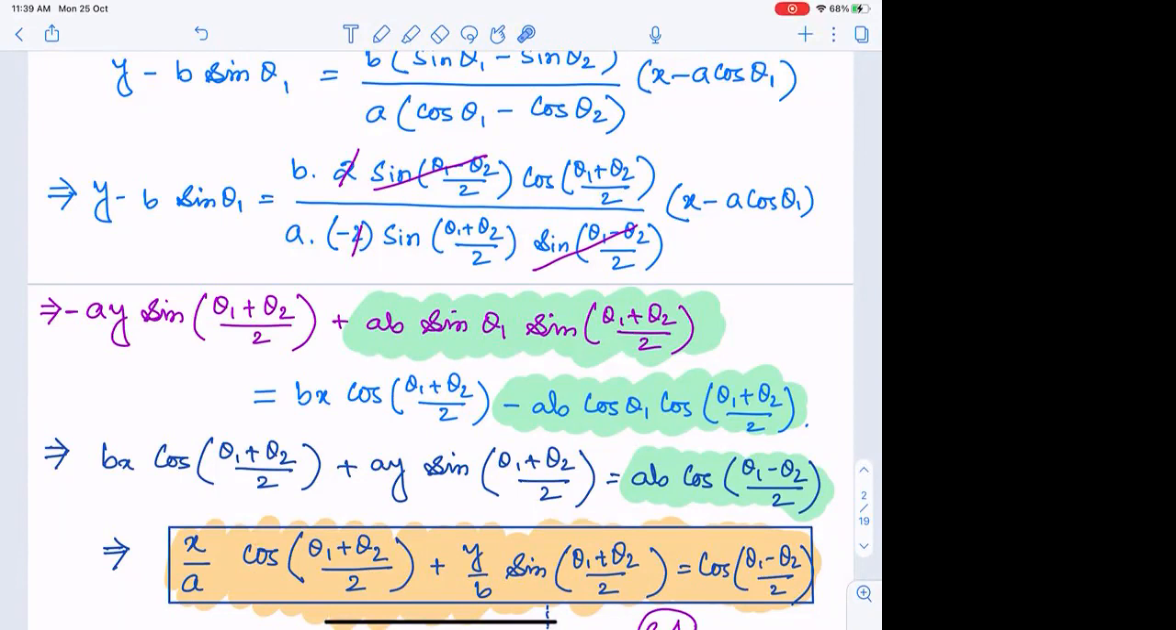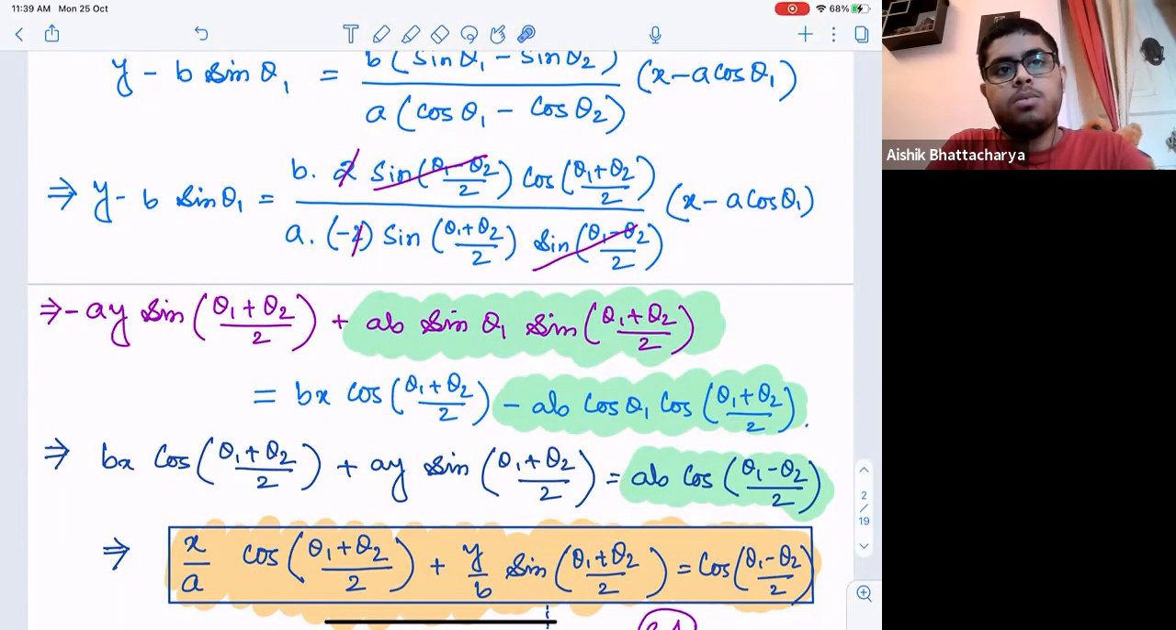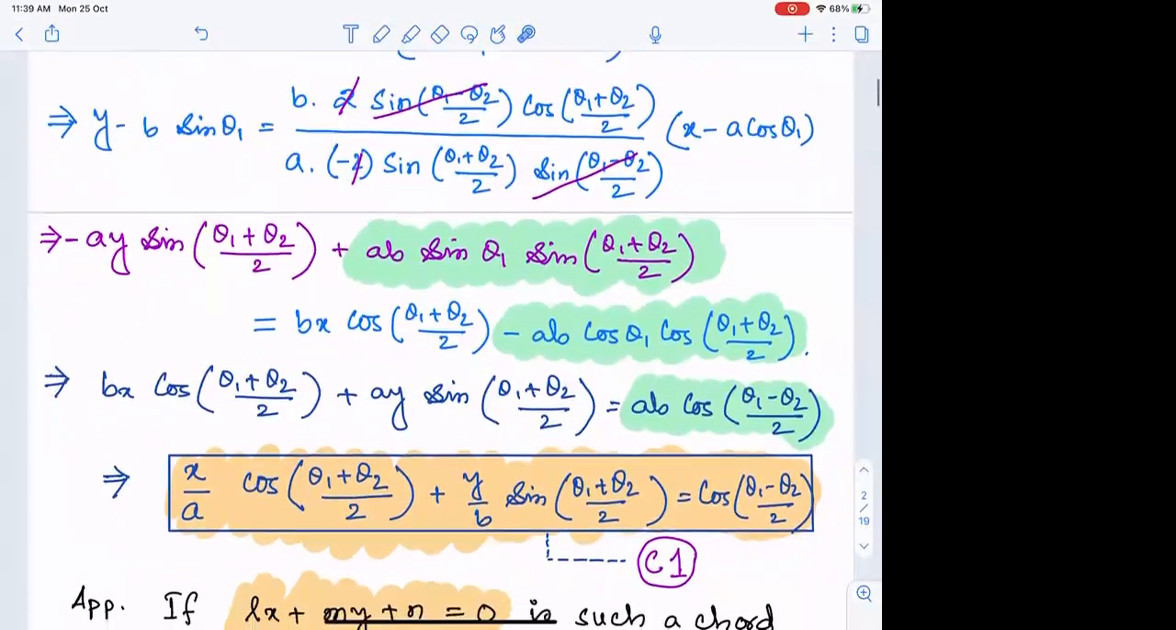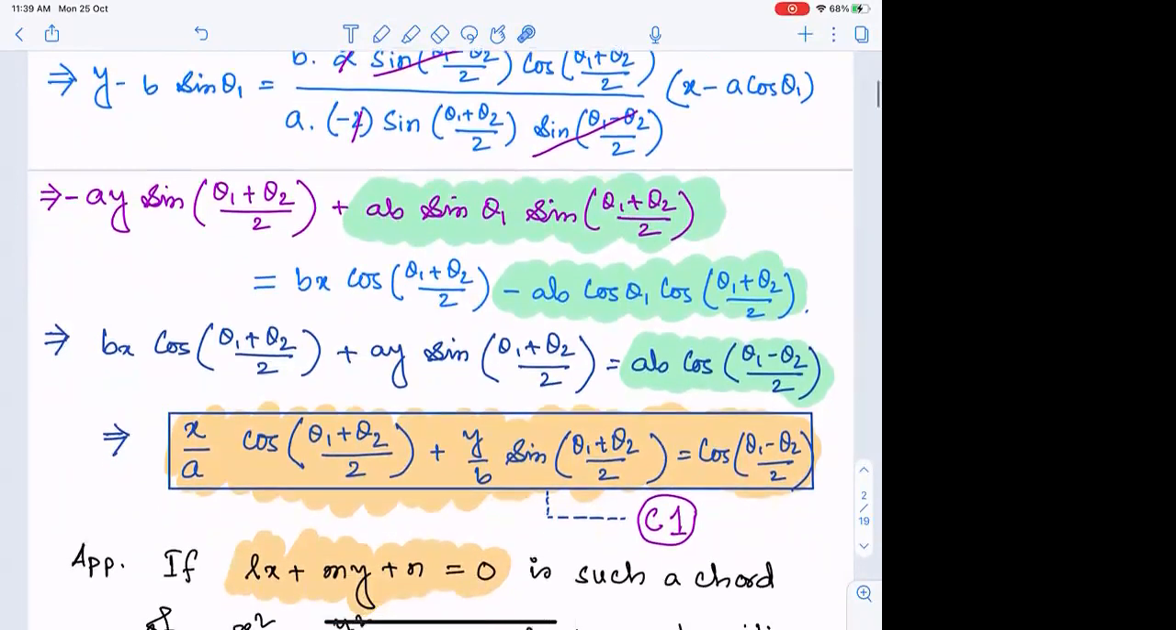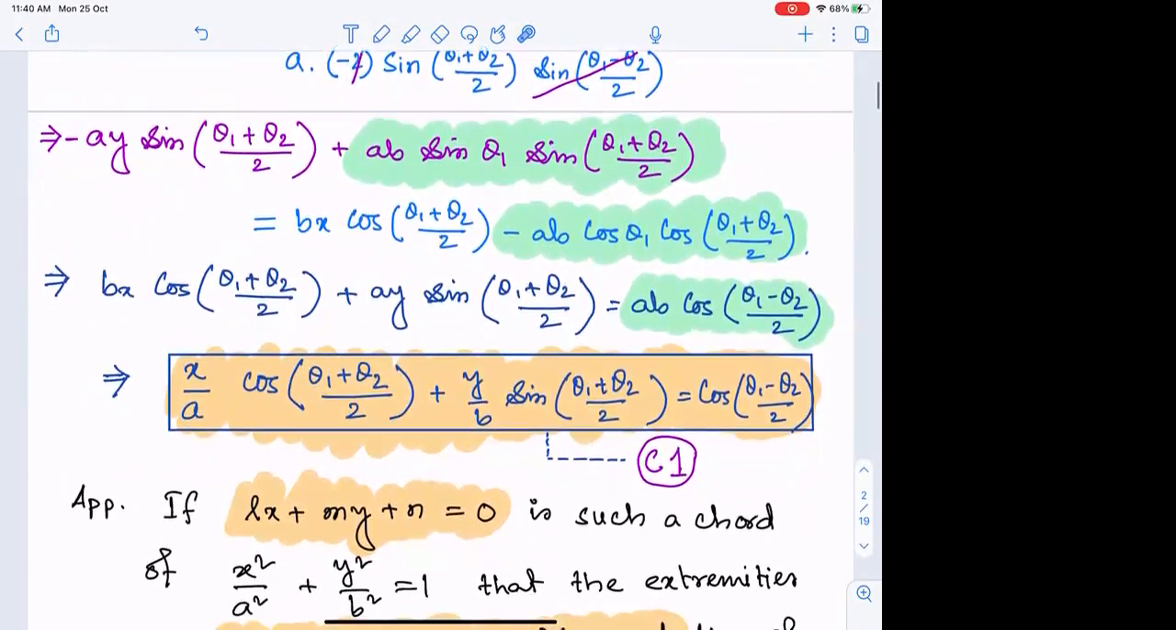More importantly, you can identify the form of representation is looking a bit close to the equation of the ellipse. We do have x by a here, y by b here, right? So that allows us one more thing. Let's see how we can capitalize on that. We will keep that in mind. So firstly, we are going for some application on the basis of this identification.